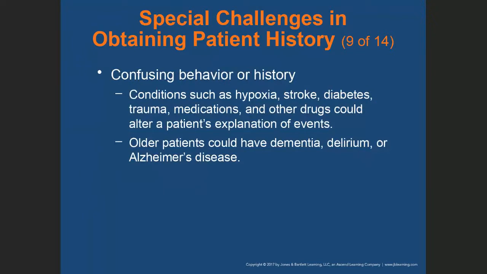Then you can have patients with confusing behavior or history, and there are a lot of conditions that can cause that. So conditions such as hypoxia, stroke, diabetes, trauma, medications, and other drugs could alter a patient's explanation of events. The older population will have dementia, delirium, and Alzheimer's disease. These are conditions we will talk about more when we cover geriatric emergencies.